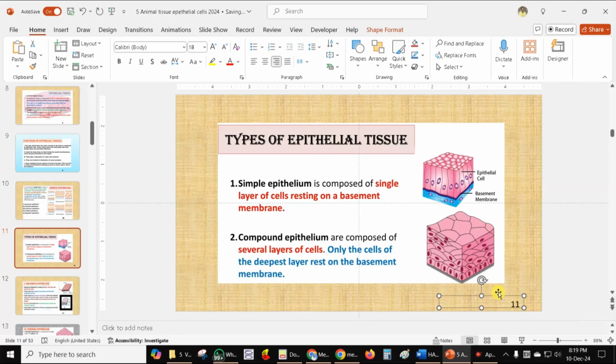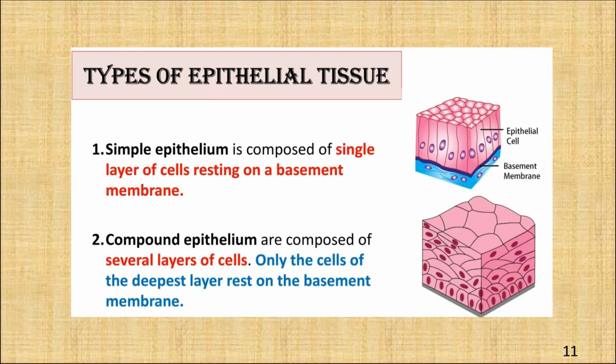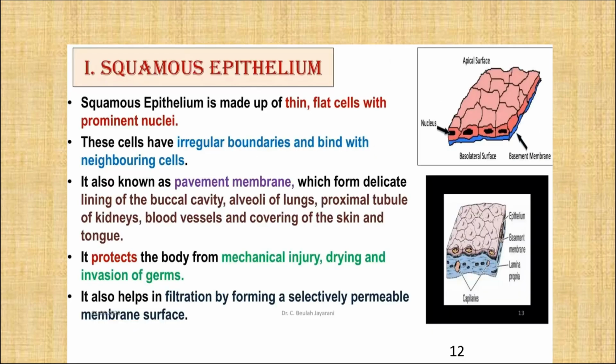So coming to the further lecture part, now we are in the epithelial tissues, which are classified into simple epithelium and compound epithelium. Next is the squamous epithelium. It consists of thin, flat cells with prominent nuclei. It is also known as the pavement epithelium, which forms the delicate lining of the buccal cavity, alveoli of the lungs, proximal tubule of the kidneys, blood vessels, and covers the skin and the tongue. It protects the body from mechanical injury, drying, and invasion of germs. It also helps in filtration by forming a selectively permeable layer.